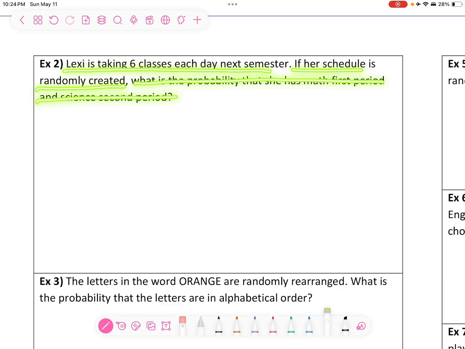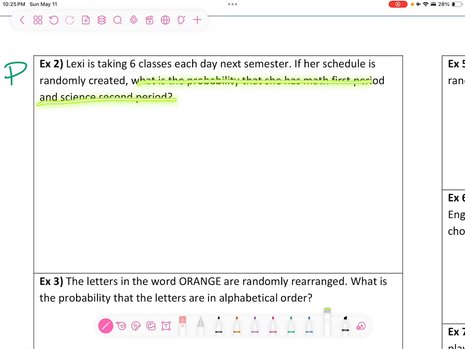So determining permutation or combination, we think about how schedules work. Is there an order to it? Of course, there's first period, there's second period, there's third period, right? So there's going to be an order to that. So that means it's a permutation for sure. So this is a permutation. Okay, now still ignoring the probability part.